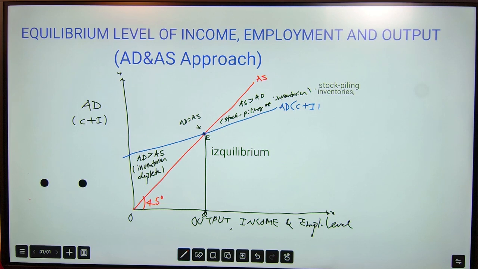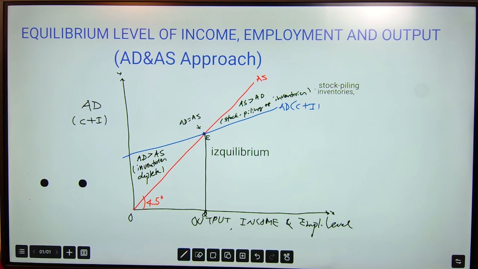On the x-axis you can see this. So on the x-axis we've got output, income and employment. On the y-axis we've got AD, aggregate demand, C plus I. This 45 degree line is a guiding line. That is called the income line also. This guiding line helps us to find out the equilibrium level of income, employment and output. If we don't have this guiding line, we won't be able to find out whether the AD is more than AS, or AS is greater than AD, or equilibrium, AD is equal to AS. This is a 45 degree line. That's the guiding line that will help us.